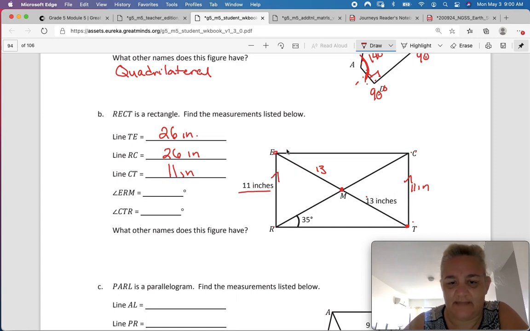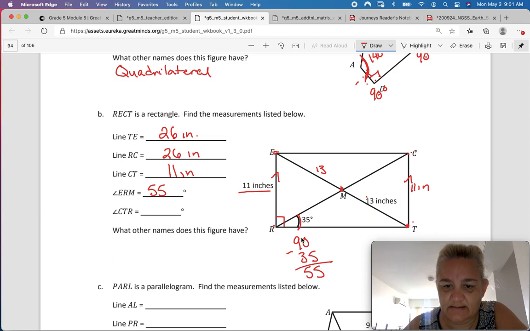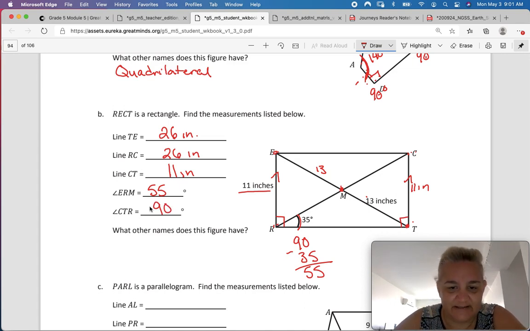Angle ERM. Okay, so this whole thing is going to be 90, but we just cut this off into 35. So 90 minus 35 is 55. Okay, and angle CTR, well, that's easy. That's this whole thing. That's 90 degrees. Okay. Because all rectangles have 90 degrees.